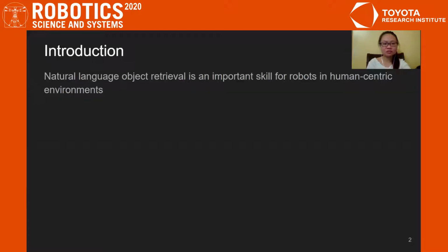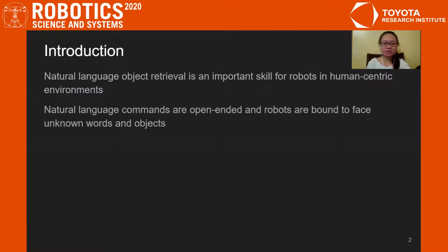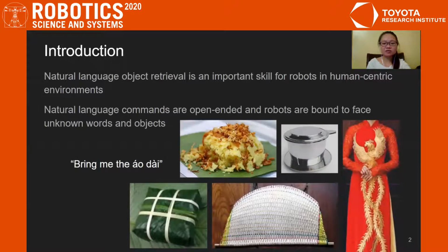Natural language object retrieval is an important skill for robots in human-centric environments. In real-world situations, robots are bound to face unknown objects or unknown words from open-ended language commands. For example, a robot can be presented with these 5 objects and asked to bring me the outside. The robot is likely to never have seen any of these objects before, nor does it know the word outside. However, we want our robots to be robust and still be able to handle such situations.